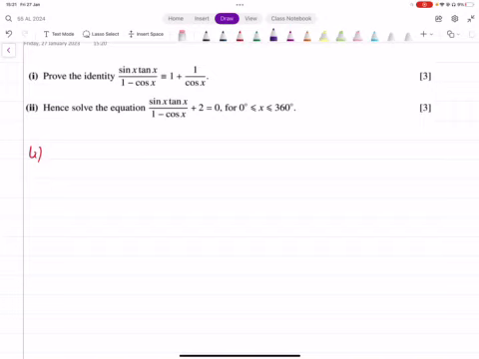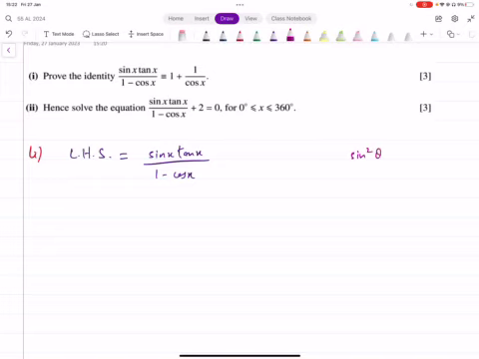Okay, we'll start from the left hand side, and that's actually going to be the case most of the time. Mostly you'll be starting from the left hand side in the identities that are given. Okay, left hand side equals sine x tan x over 1 minus cos x. These are the two identities that we have.